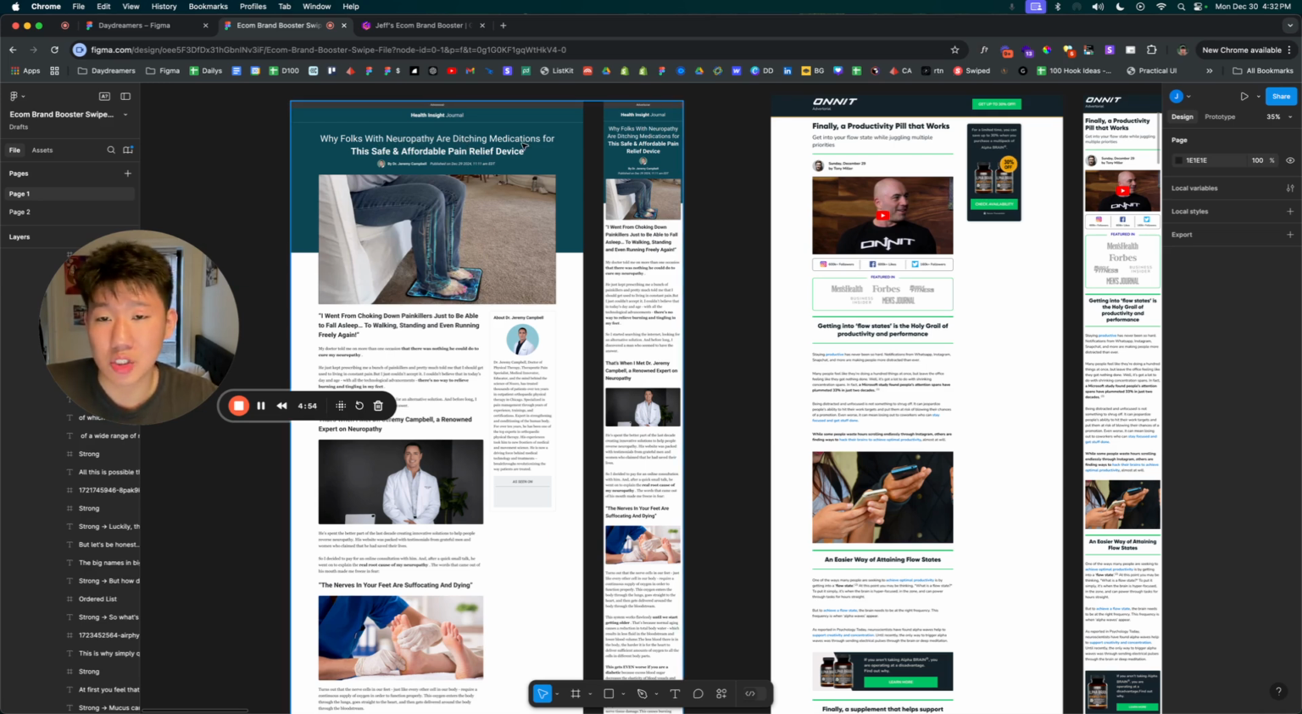They are taking medications, but people don't want to be on medications, of course. But this is a safe and affordable pain relief device. So this is the ideal solution or the result that they're looking for, to be off meds, no more pain, and something that's safe and affordable.